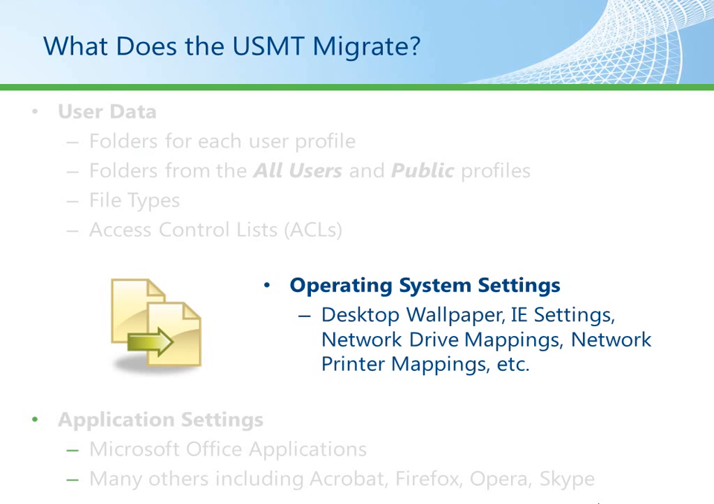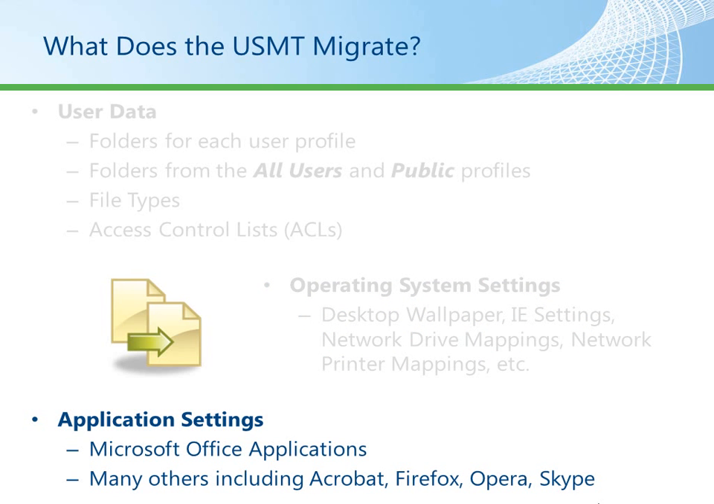Operating system components. The USMT migrates operating system components to a destination computer running Windows 7 from computers running XP, Vista, or Windows 7. The kind of components that get migrated by default are things like accessibility settings, address book, desktop wallpaper, EFS files, favorites, folder options, group membership, network drive mappings, remote access, all these kind of things. And if you go to the user state migration tool user guide, you can get a full list of the various operating system components that are migrated.